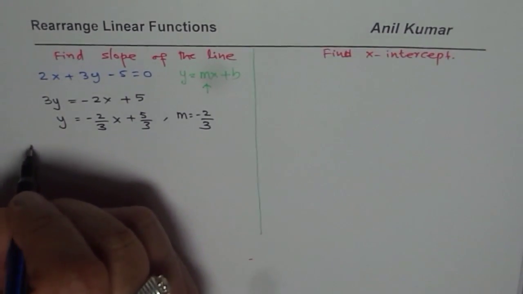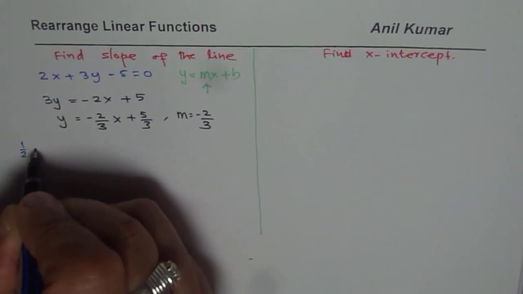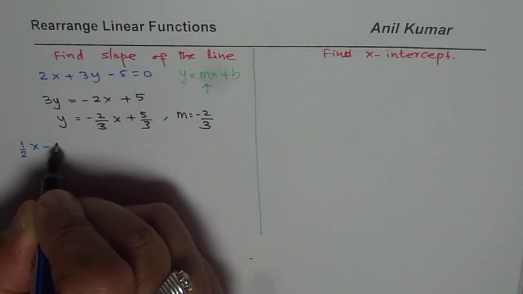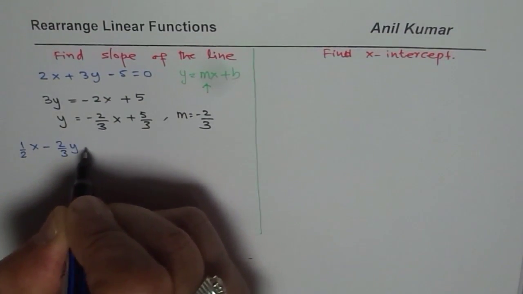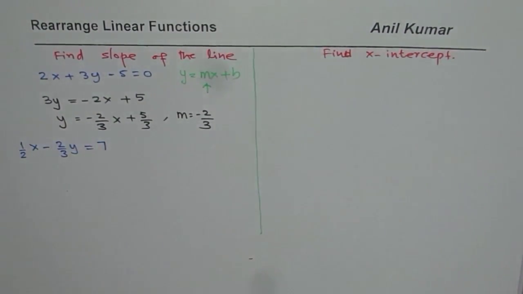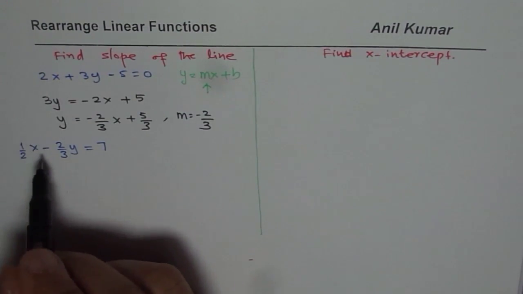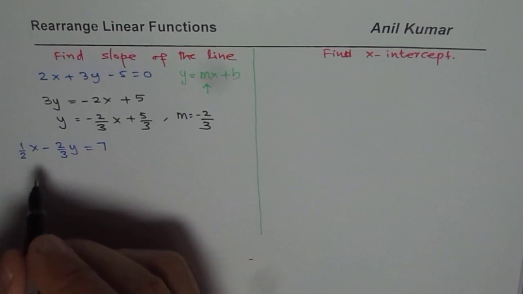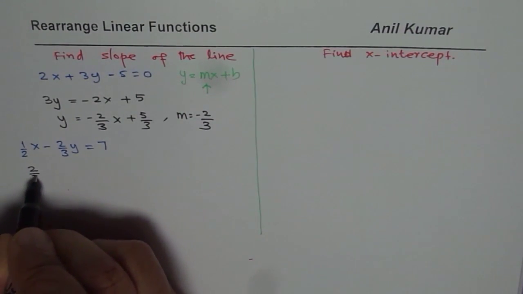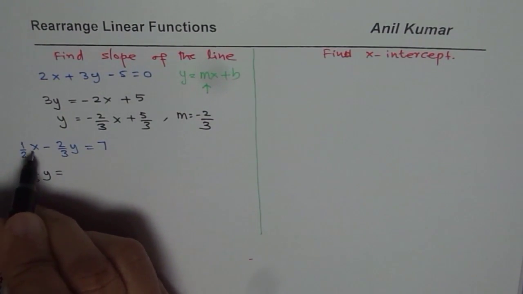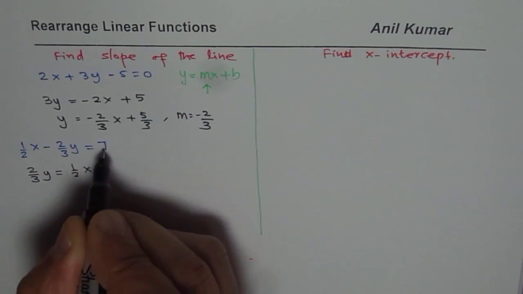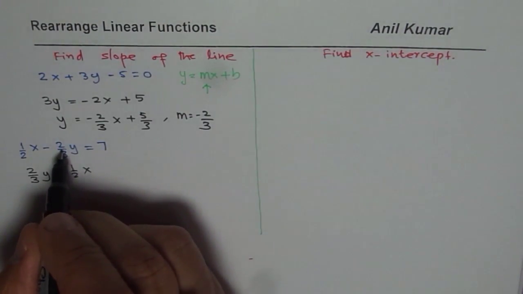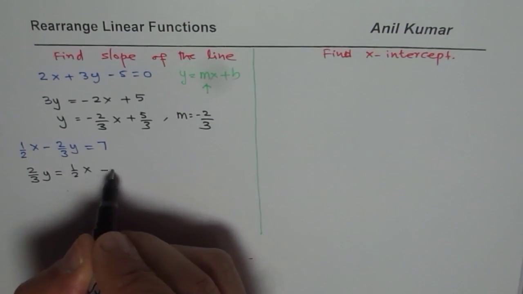Let me take one more example, and this time I'll write this as half x minus 2 over 3 y equals, let us say, 7. If that is my equation, how am I going to find the slope of this line? Well, to find slope, we'll again rearrange. Since this is minus, I prefer to take the y term to the other side. So let me write this as 2 over 3 y equals, leaving x here itself, half x, and so we bring y to this side, 7 to this side, so minus 7.